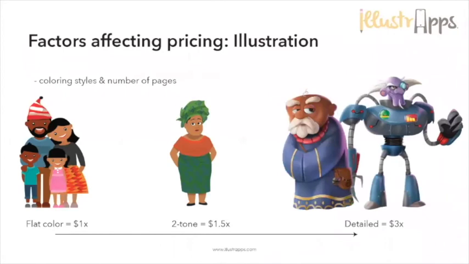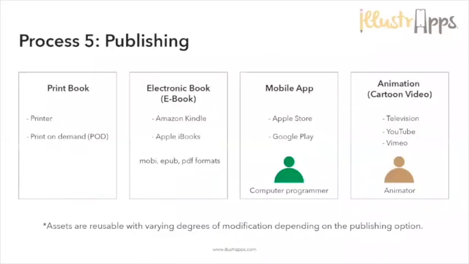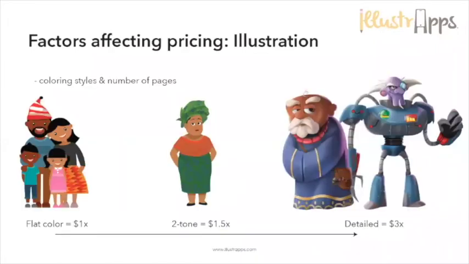So the next thing that I would like us to look at is factors affecting pricing. Just a bit of a recap again, we touched on 5 different phases in getting your book illustrated and then published. So right now, let's look at the factors affecting pricing. A key phase in the five phases that I described earlier is illustration.